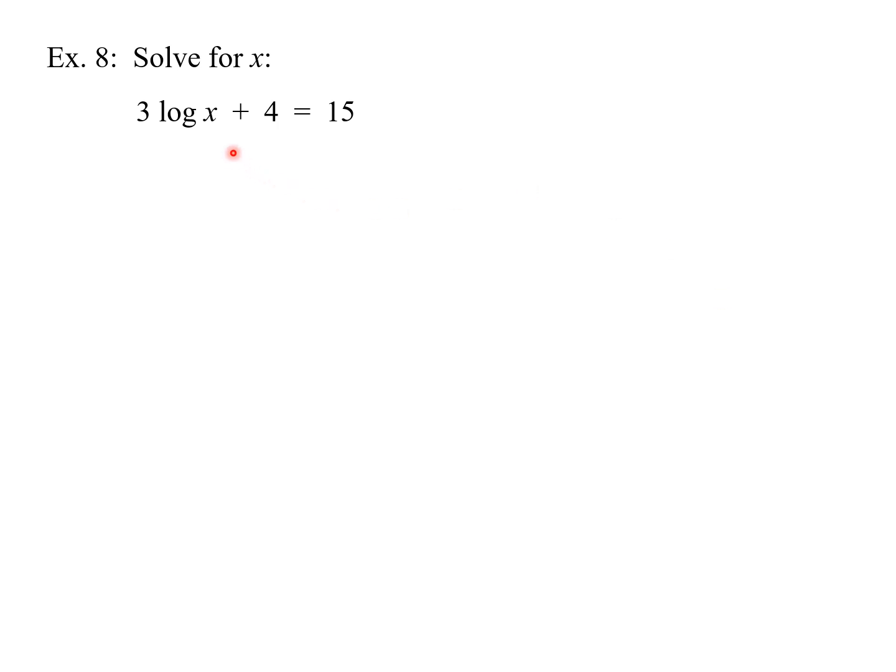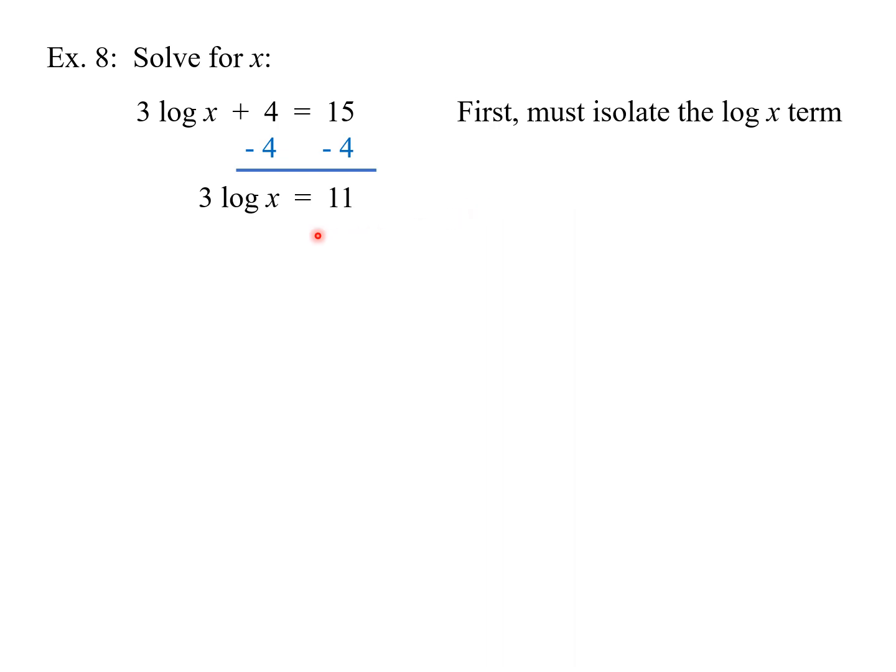All right, now let's take this. Before we can solve for x, we need to isolate this term. Think of this like 3x plus 4. The first thing we have to do is isolate the term with the x in it, so we subtract out the 4. When we do that, we get 3 log x is equal to 11. Then we divide each side by 3, and we get the log of x is equal to 11/3.